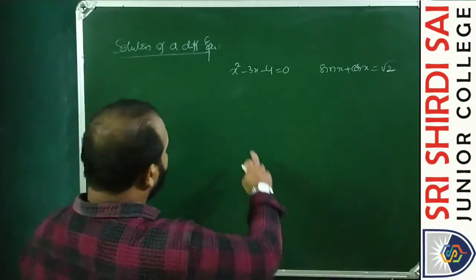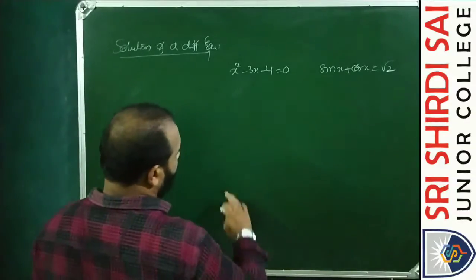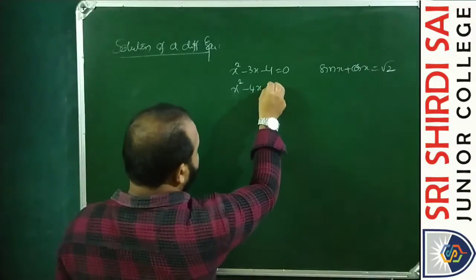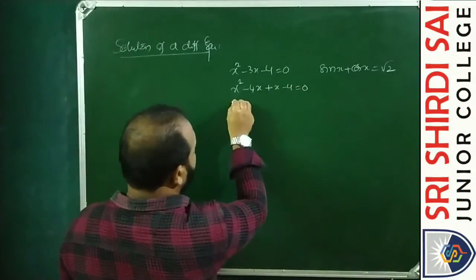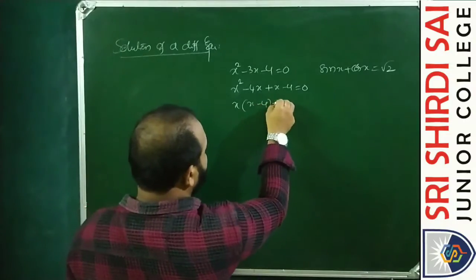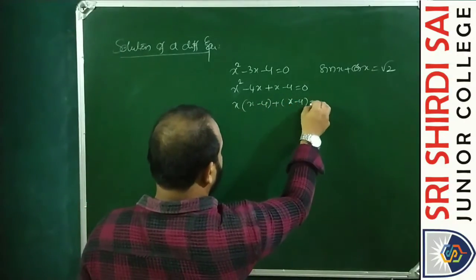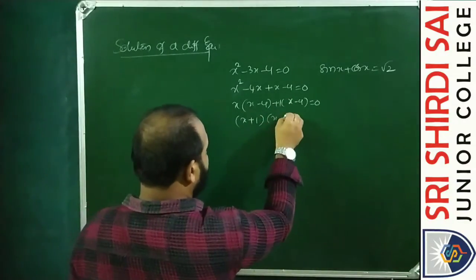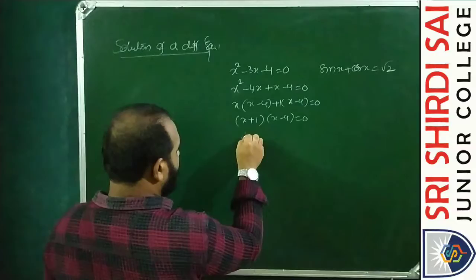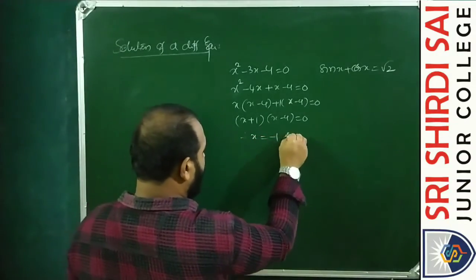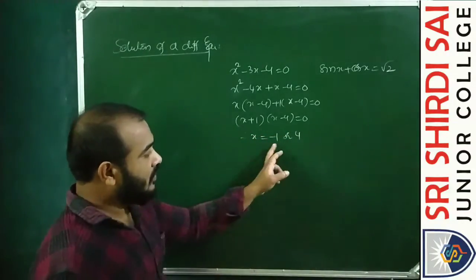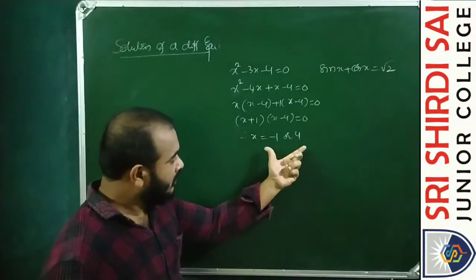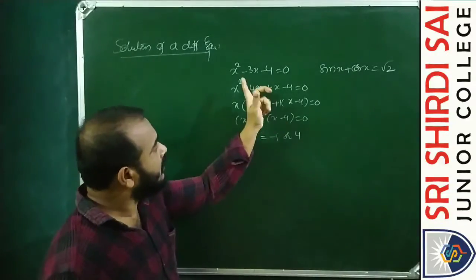For example, x square minus 3x minus 4 equals 0. If you solve, then x square minus 4x plus x minus 4 equals 0. x into x minus 4 plus 1 into x minus 4 equals 0. So x plus 1 into x minus 4 equals 0. So therefore x equals minus 1 or 4. So these are the numbers. These are the solutions or roots of this given equation.